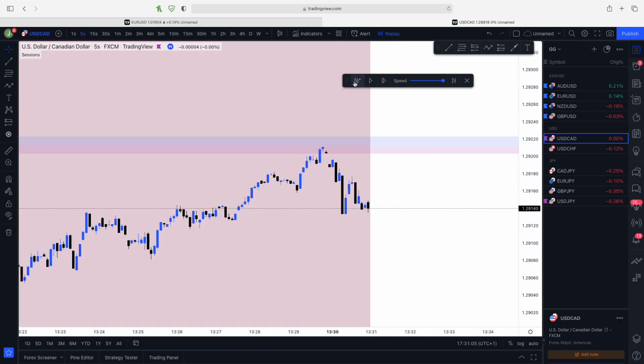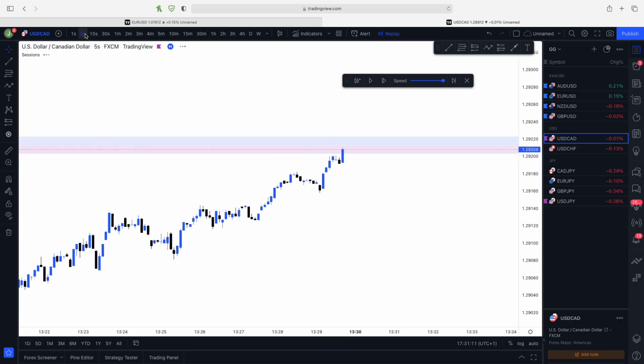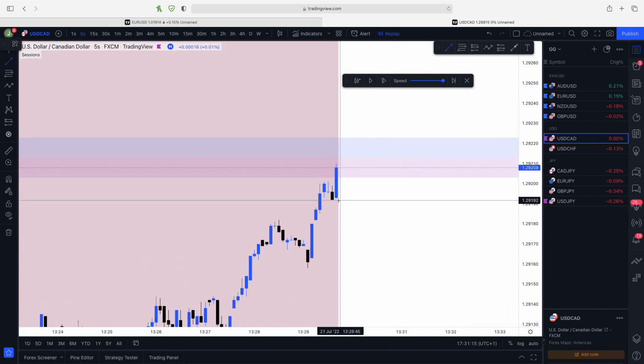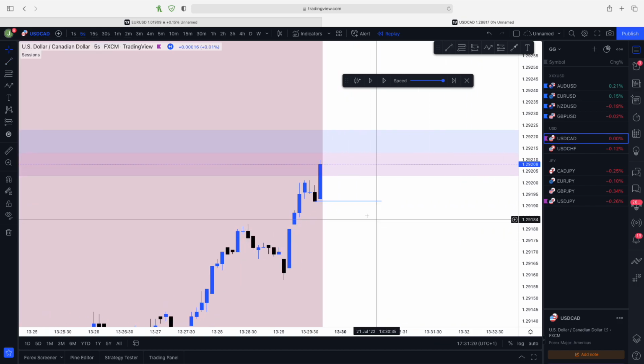Oh, way too far. Oh no. There we go. So again, just like Euro USD, what do we need to do? We need to mark our range out. Where's our low? Our low is here. So all we're bothered about here is a break of structure.